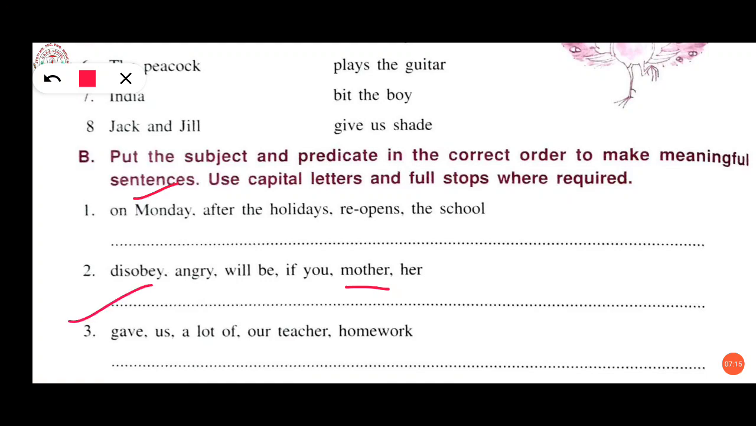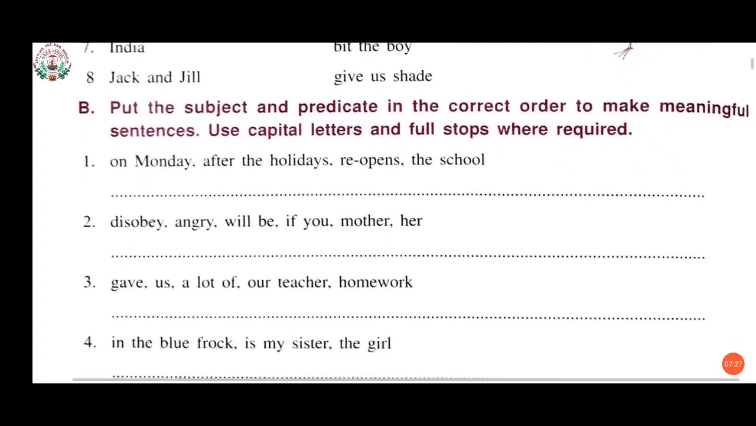Now third one, our teacher gave us a lot of homework.